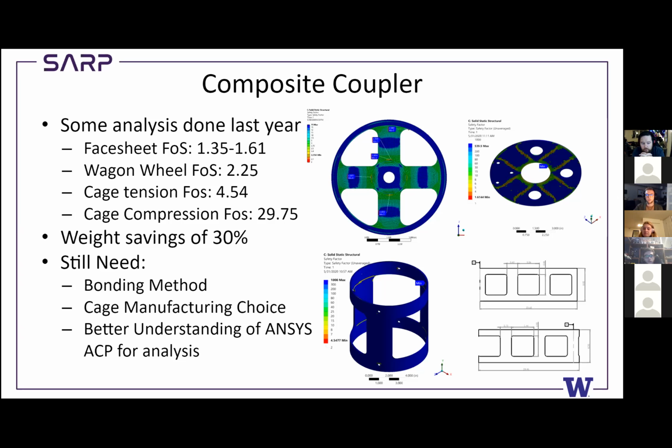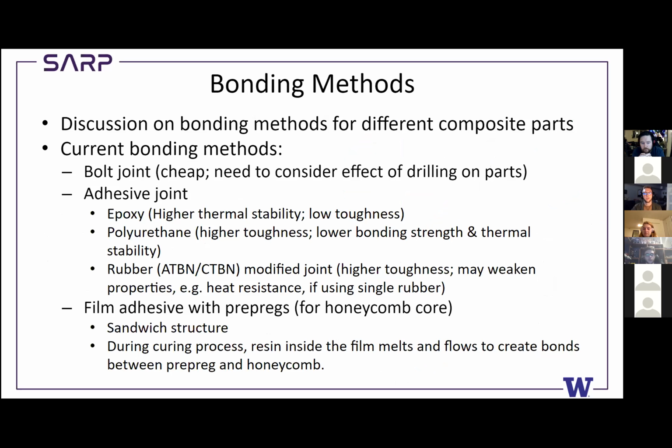But we still need to do a little bit of research for it. And as I talked about, we're looking into bonding methods, how we're going to manufacture the cage, and we're looking into learning Ansys ACP ourselves so we can feel confident making changes to this wherever necessary, or developing a better one later on. Go ahead. I'll pass it off to Vincent for this one.